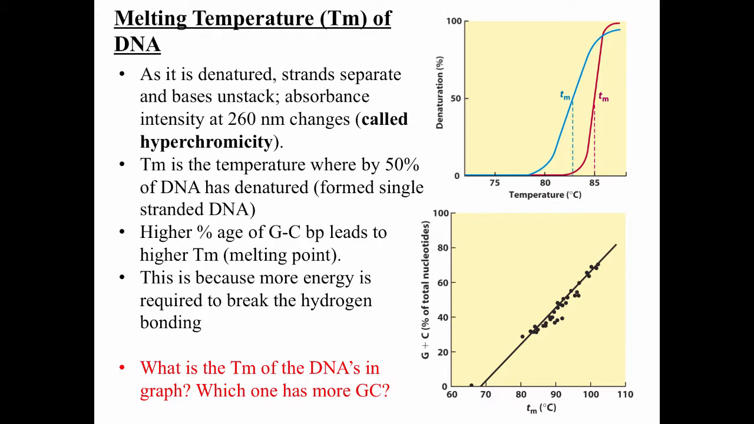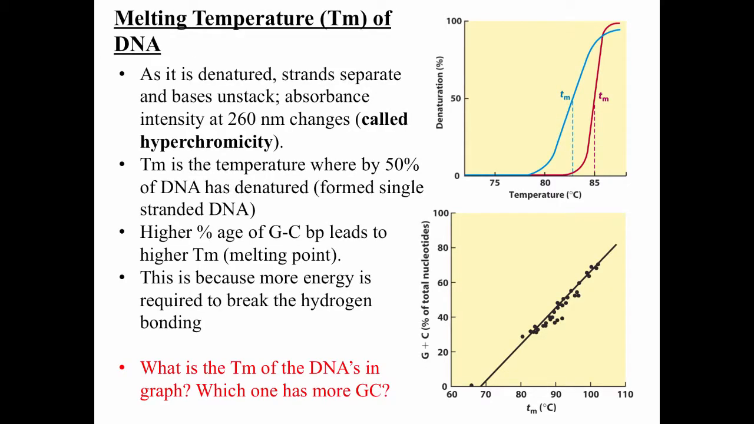So then which one has the higher GC content? The red one, right? Because it has a higher melting temperature, which means more energy is required to separate the 2 strands, and that's because there are more hydrogen bonding interactions due to the greater GC content of the DNA. Okay.